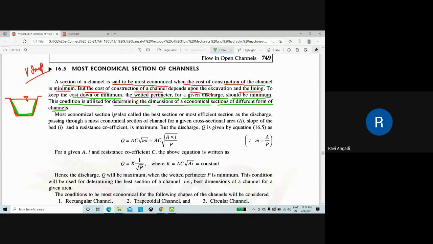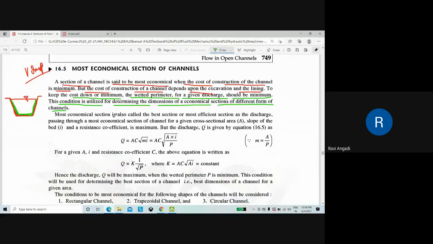Okay. See, I'll repeat. The most economical channel section is one where the cost of construction of the channel is minimum, that is one criterion. But when the cost of construction is minimum, at the same time, the channel should carry the maximum discharge. To get the maximum discharge, the wetted perimeter should be minimum. So this condition is utilized for determining the dimensions of economical sections of different forms of channels.